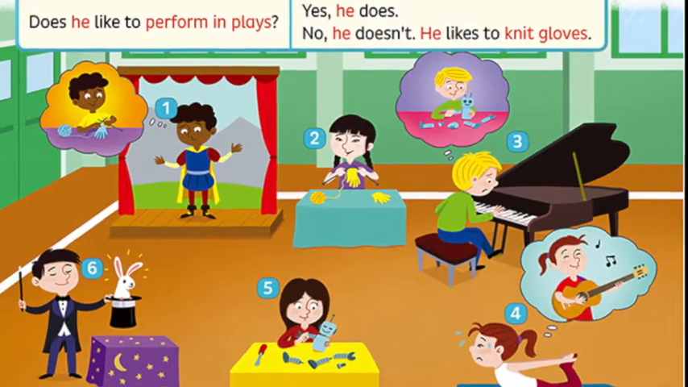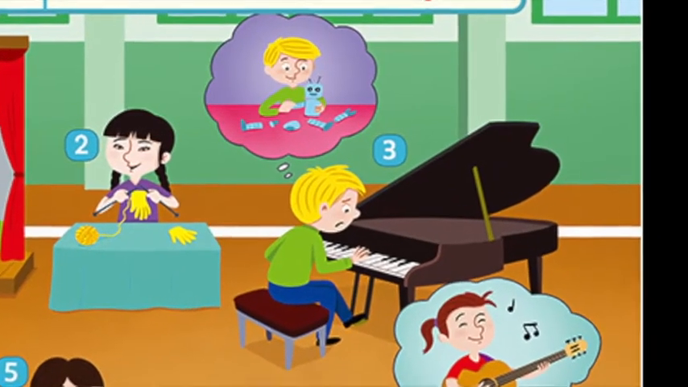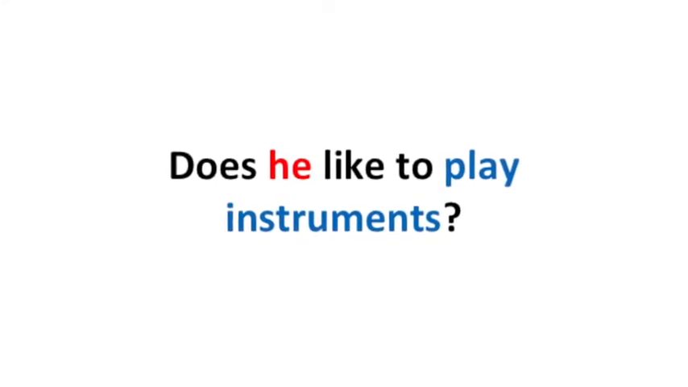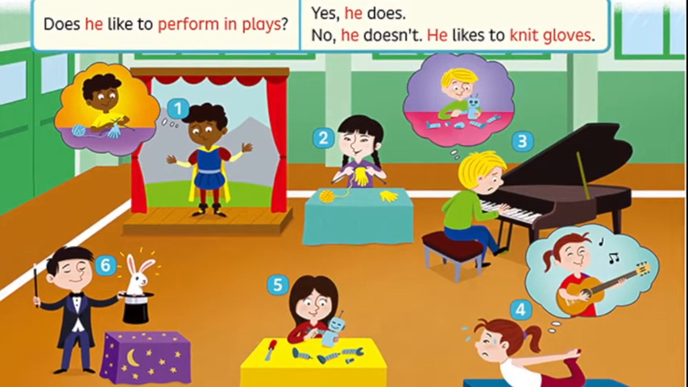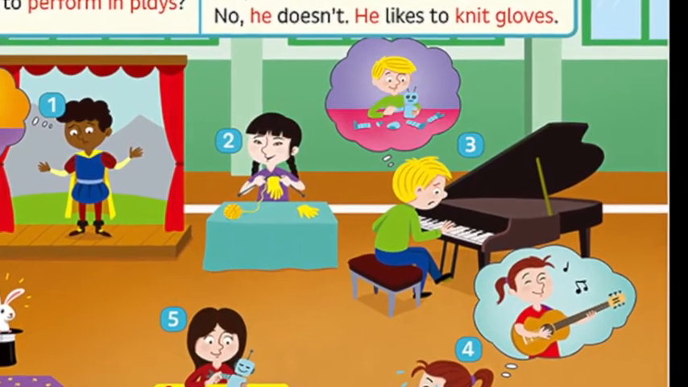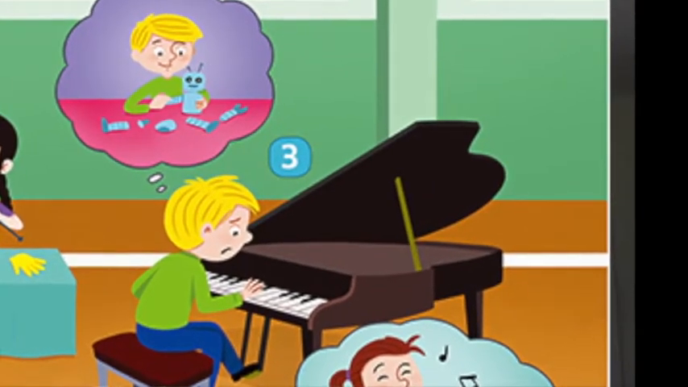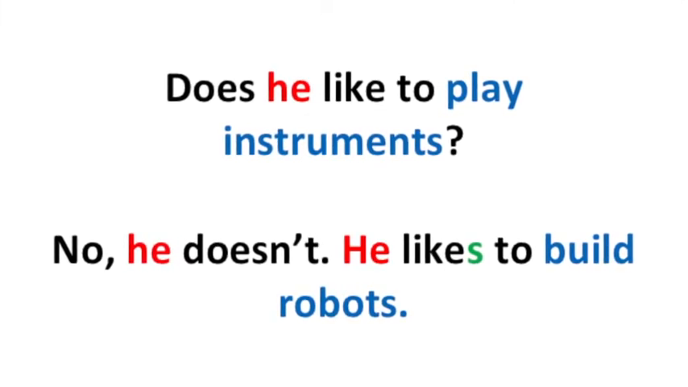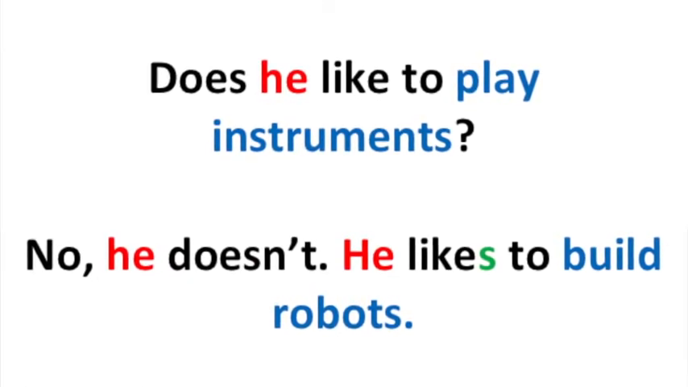Number three, the boy is playing an instrument. He is playing a piano. So the question should be, does he like to play instruments? Very good. It looks like he does not, because in his mind, he is thinking about robots. He's thinking about the robotics club. So, does he like to play instruments? No, he doesn't. He likes to build robots. Very good.